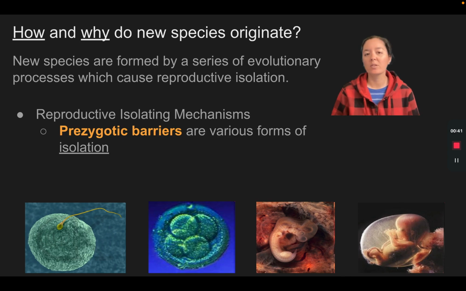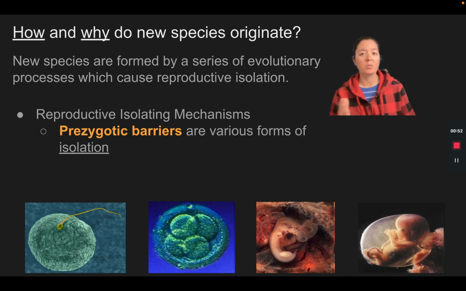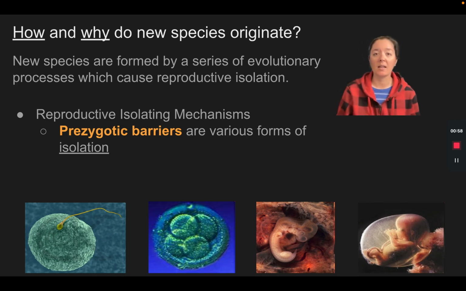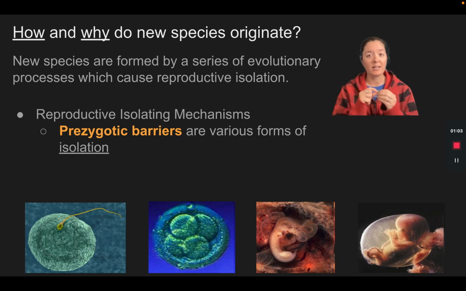There are two main categories of isolating mechanisms. One of them is called prezygotic barriers. These are places of isolation that happen before a zygote can occur. Pre means before, zygotic has to do with zygotes. A zygote is a fertilized egg, so a sperm has to fertilize an egg.